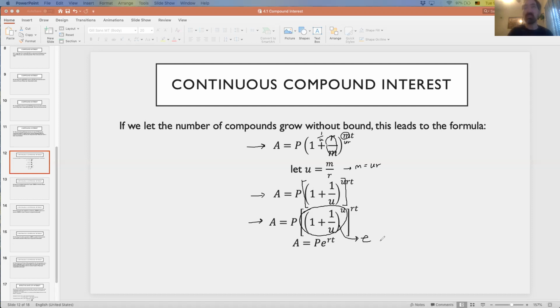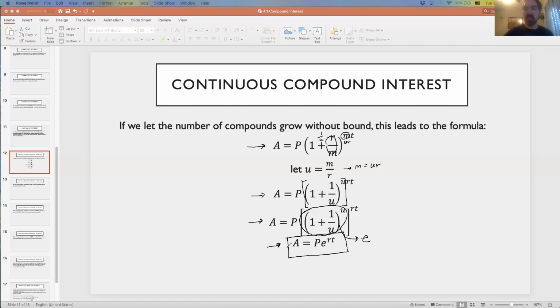We said in the previous video, E is what's referred to as Euler's number. It's an irrational number, 2.71828, but it keeps going. It's an irrational number, similar to pi. All right, so we have A equals P times E to the RT. So this is the formula that we get when we let M go to infinity. This is the formula that you will need to know and know how to use.